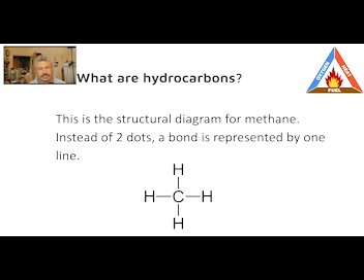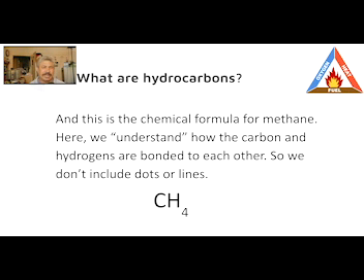And this is a structural diagram for methane. Instead of 2 dots, a bond is represented by 1 line. If I have to draw a large molecule, a lot of these, this becomes a lot quicker and easier. If I need to follow the electrons, I'm going to use a Lewis dot structure. Because I'm doing a combustion reaction, I'm just going to use the chemical formula. Here we understand how the carbon and hydrogens are bonded to each other, so we don't include the dots or the lines.